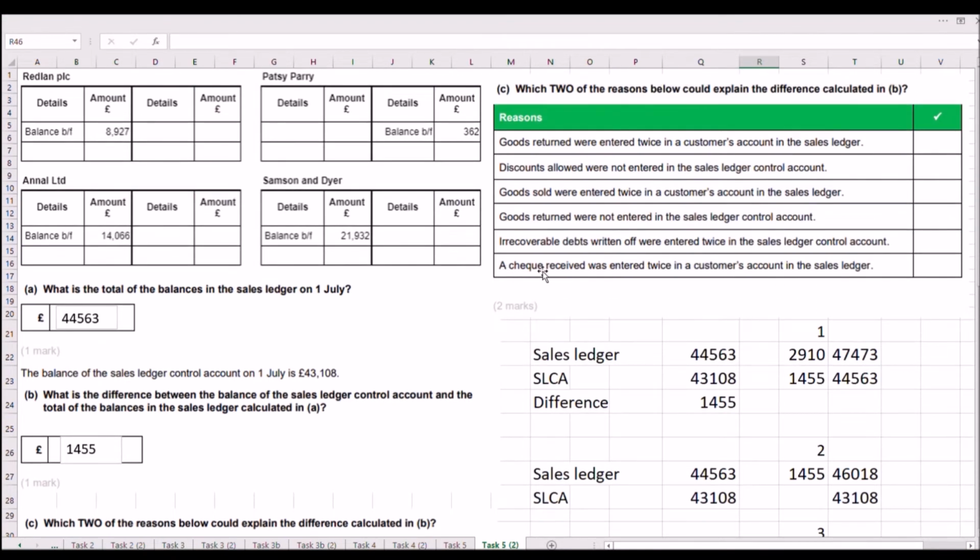It's a bit fiddly and actually quite long-winded. There's a lot going on, actually. You've got six journals to think about and reverse out for 2 marks. But we get our time elsewhere in the exam to make up for that one. So that's the answer for this sales ledger reconciliation question.